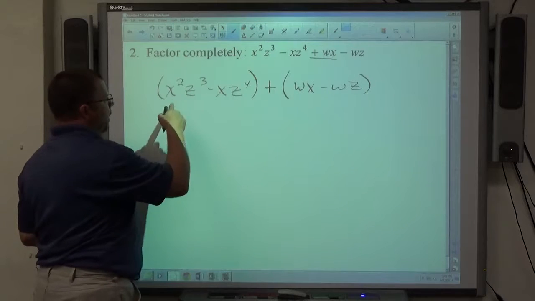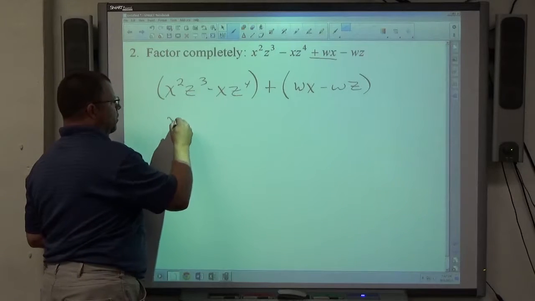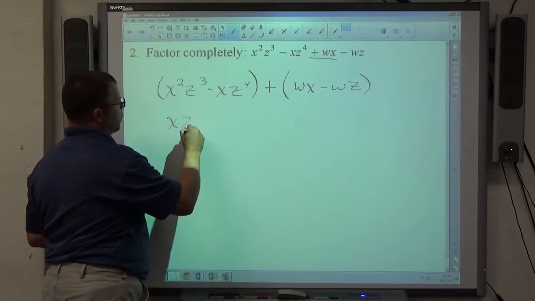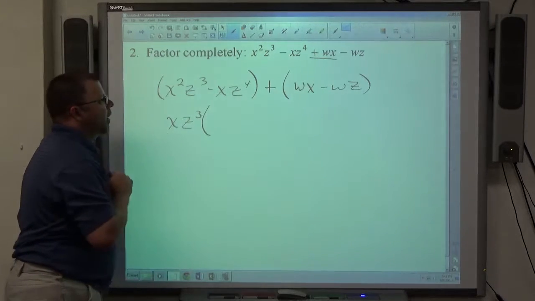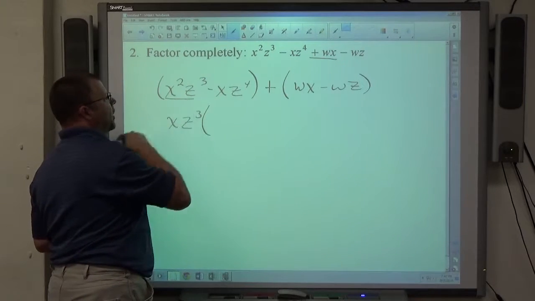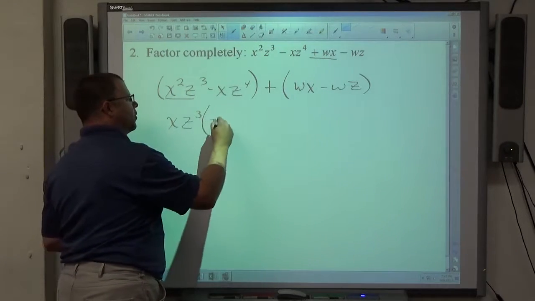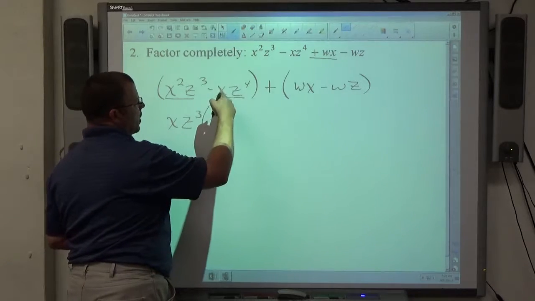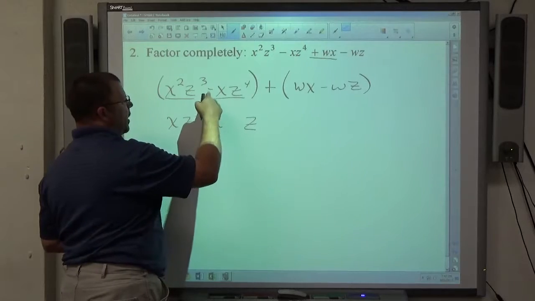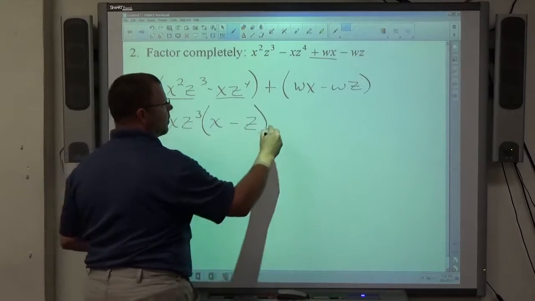The first group, x is in both. We can take the lowest power out, so 2, 1, we take the 1. Same with z, the lowest power is 3. And once we take x z cubed out, what's left in the first term? If I take x z cubed out of that, it's just going to be x to the first. If I take x z cubed out of this, x goes away, z cubed is going to drop z to the 4th down to z. It is a minus, it stays minus.